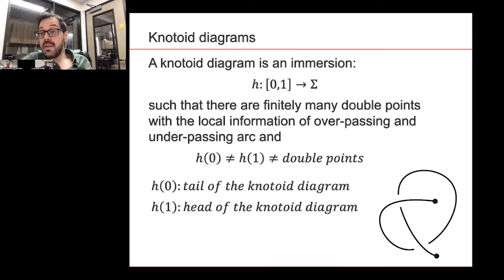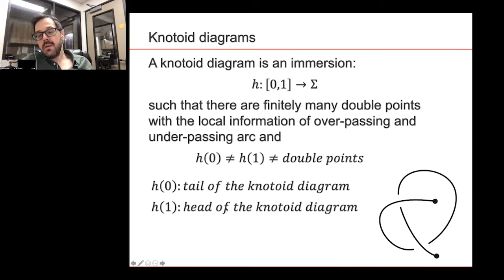We have finitely many double points that have the information of over and underpassing. These double points are different from the endpoints of the diagram. The difference is that we don't immerse S1, but we immerse an open interval, (0,1). We want the image of 0 and the image of 1 to not fall on the double points, because this would not be well defined. The image of 0 is called the tail of the Knotoid diagram, this is how we decided to call it, and the image of 1 is the head of the Knotoid diagram.